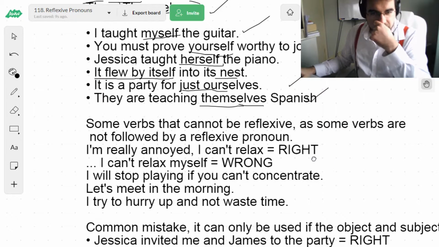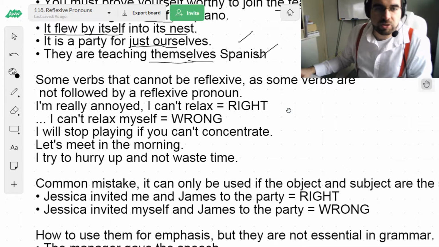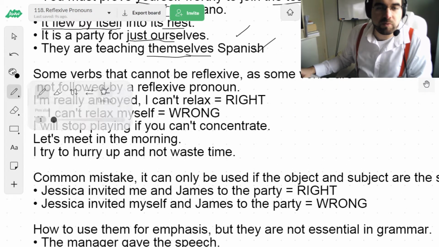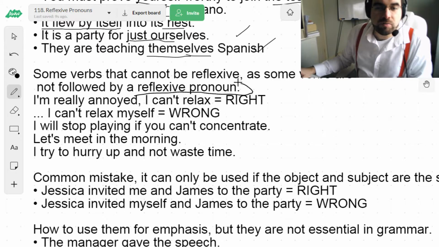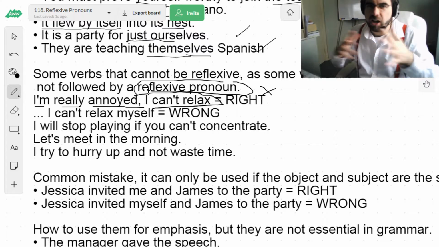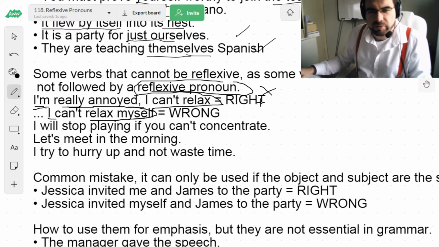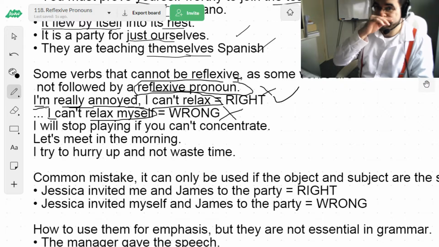So, some verbs cannot be reflexive, as some verbs are not followed by a reflexive pronoun. Some verbs don't always need a pronoun. I'm really annoyed. I can't relax. I can't relax myself. Relax myself doesn't make sense. I can't relax. Makes sense.